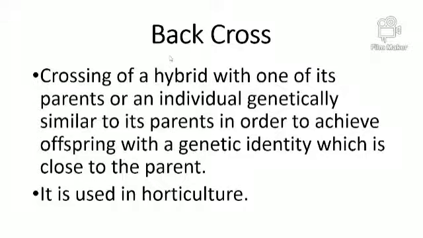Then again here the back cross. It is the crossing of the hybrid with one of its parents, or an individual genetically similar to its parents, in order to achieve offspring with a genetic identity close to the parents. It is used in horticulture. So here the tall hybrid we are getting is again crossed with a parent which is genetically identical, so that we get offspring which are again genetically identical.